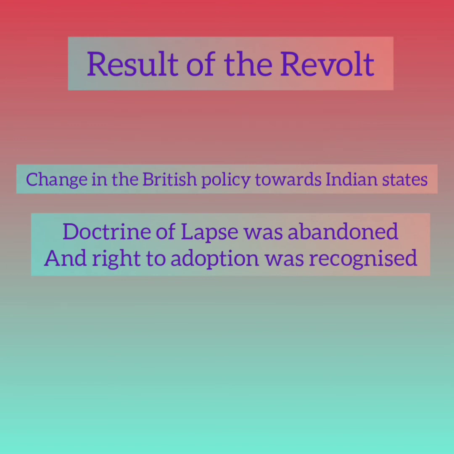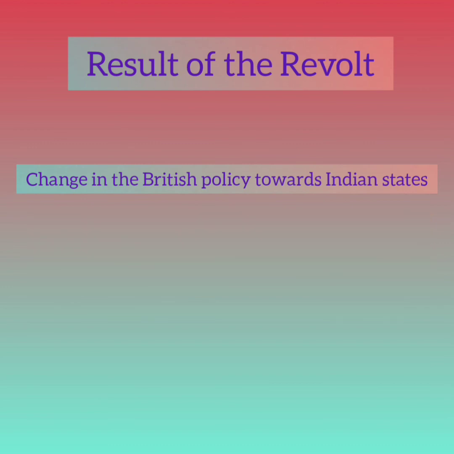adoption was recognized. The policy of the doctrine of lapse was that if a king or ruler died without a direct heir, his state would come under direct influence of the British East India Company. So this policy, the doctrine of lapse, was abandoned and the right to adoption was recognized. So we see there is a change in the British policy towards Indian states.